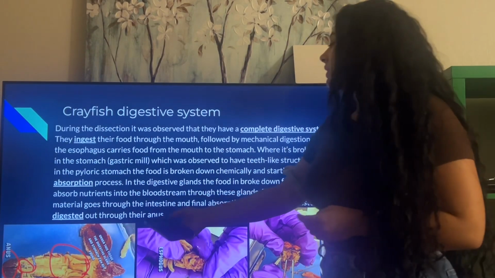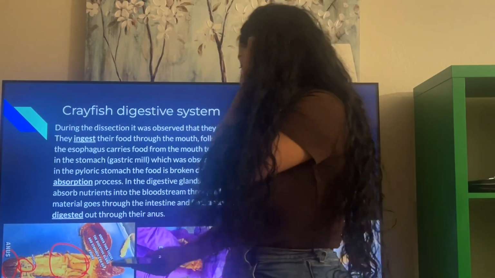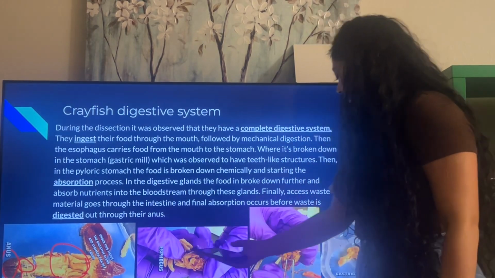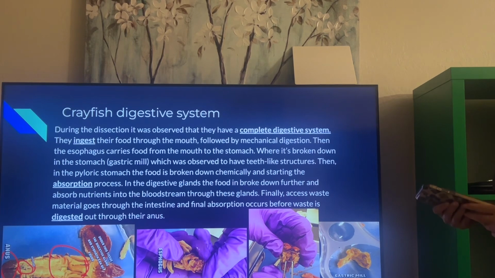The digestive system of a crayfish. Right here, this is their anus, intestine, and then underneath this tissue the digestive gland and stomach can be found. This is their esophagus, the mouth, and the gastric mill. They have a complete digestive system.